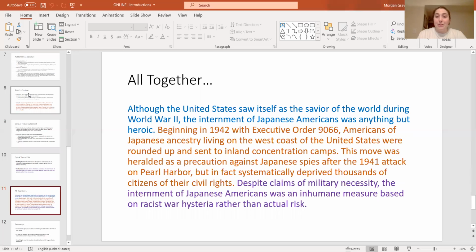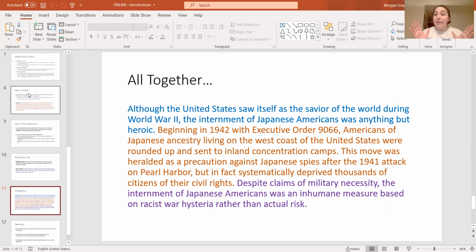Beginning in 1942 with Executive Order 9066, Americans of Japanese ancestry living on the west coast of the United States were rounded up and sent to inland concentration camps. This move was heralded as a precaution against Japanese spies after the 1941 attack on Pearl Harbor, but in fact systematically deprived thousands of citizens of their civil rights. Despite claims of military necessity, the internment of Japanese Americans was an inhumane measure based on racist war hysteria rather than on actual risk. See how all of that flows together.